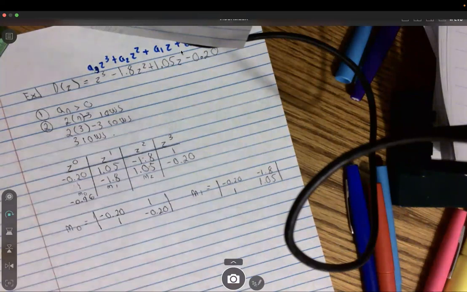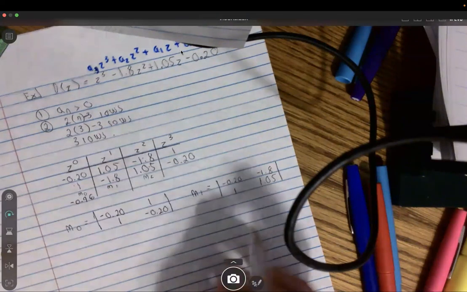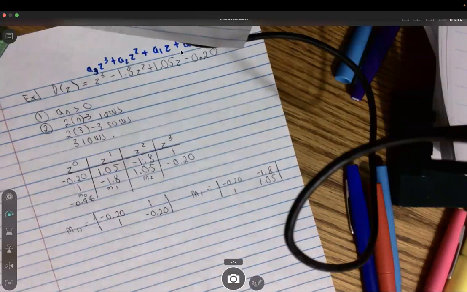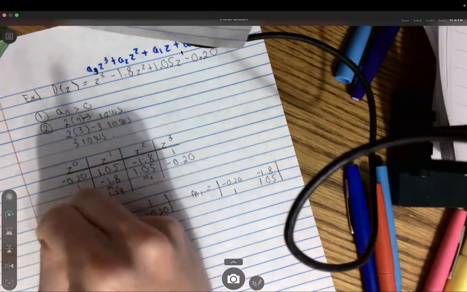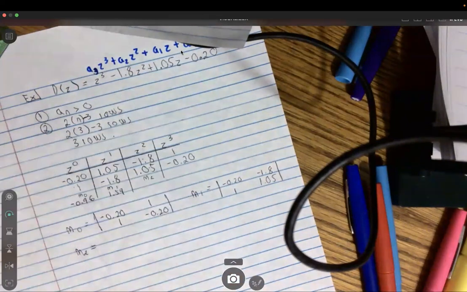So what we did here is we just took these two and these two to get our M1. What we're going to have is taking the determinant of this, negative 0.2 times 1.05 minus negative 1.8 times 1, we get 1.59.